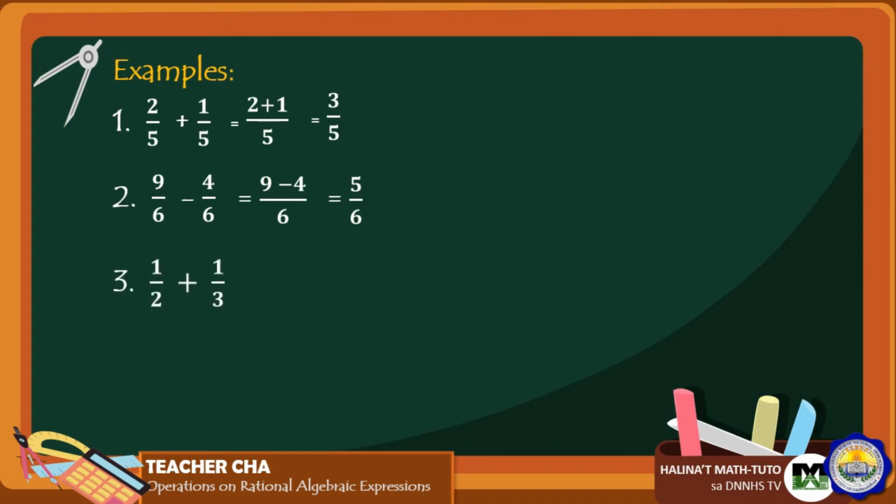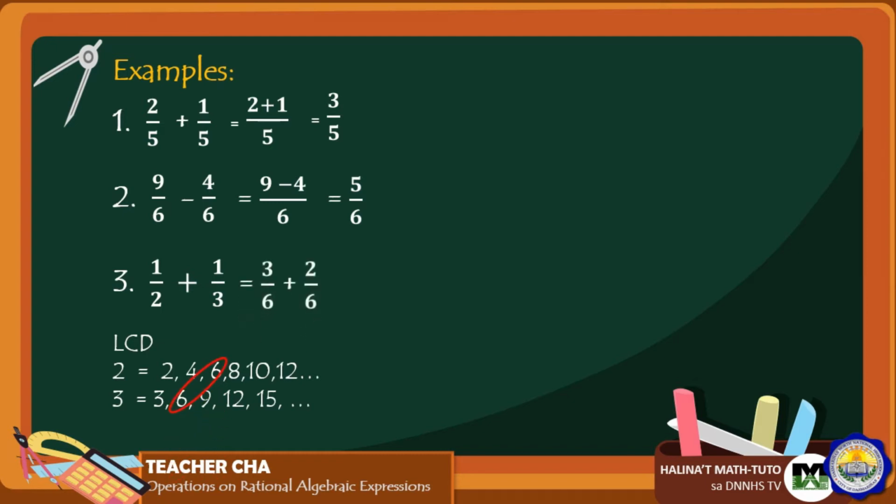Number 3. 1/2 plus 1/3. If you will notice, they have different denominators. In this case, we need to find the LCD, or the least common denominator. How do we find the LCD? For 2, we list the multiples: 2, 4, 6, 8, 10, 12, and so on. And for 3, we have 3, 6, 9, 12, 15, and so on. The smallest or the least common multiple of 2 and 3 is 6. Therefore, our LCD is 6.